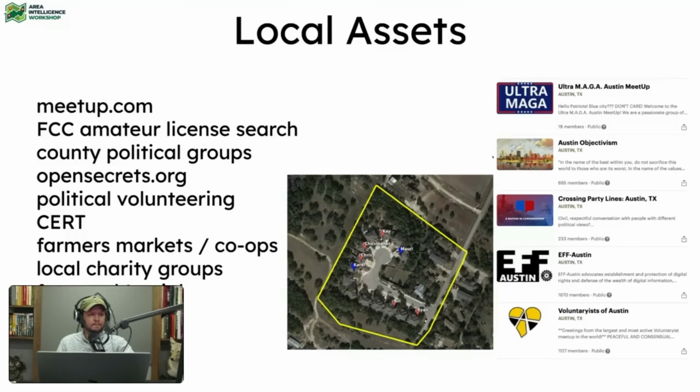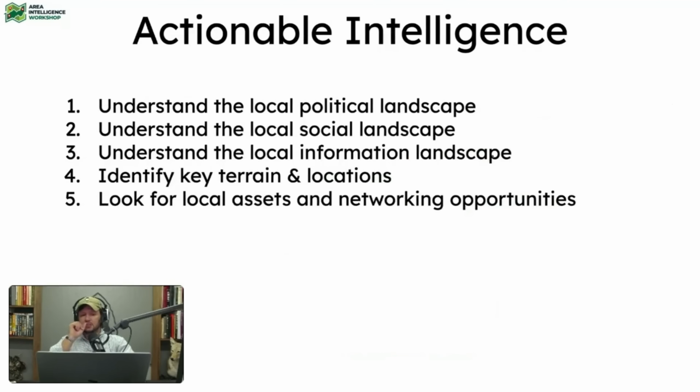if that suits you. All right, so just in terms of actionable intelligence, we broadly covered 5 areas tonight: understanding the local political landscape, understanding the local social landscape and the information landscape, identifying your key terrain in your area, and then finally looking for local assets and networking opportunities. And guys, if you do these 5 things, you will be much better prepared, just informationally, just having situational awareness.